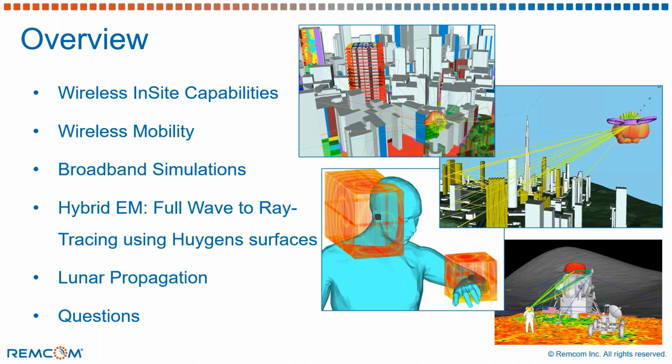In this webinar, we'll start with a discussion of Wireless InSite's capabilities in general, and then move on to the new capabilities: the mobility features, broadband simulations, hybrid EM using full wave to ray tracing using Huygens surfaces, and lunar propagation. At the end, we should have some time for questions.